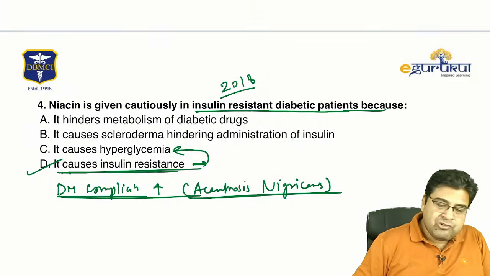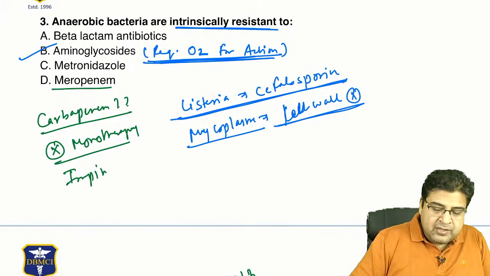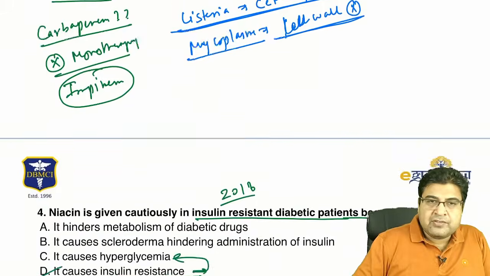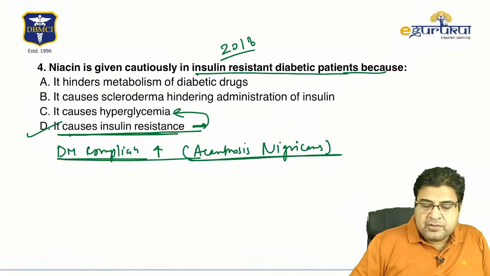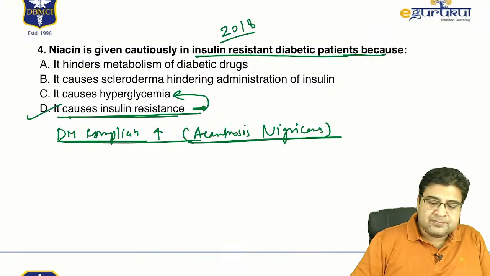Yes, in the previous question, the answer is imipenem. Imipenem is never given as a monotherapy, it is always given with cilastatin. So niacin, maybe it was used in 2018, but it's an invalid question these days.